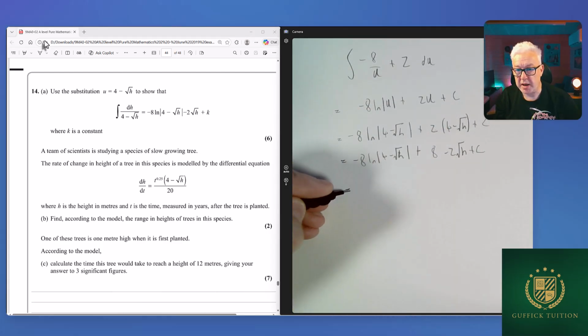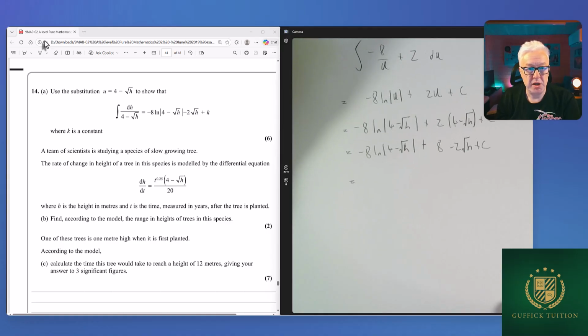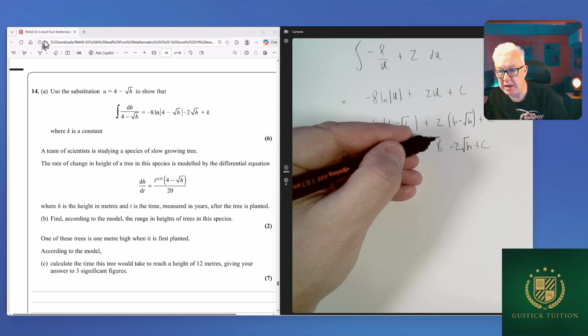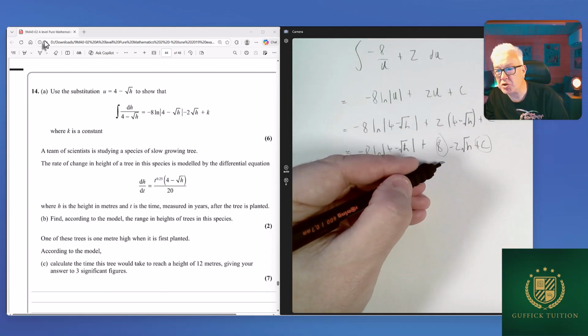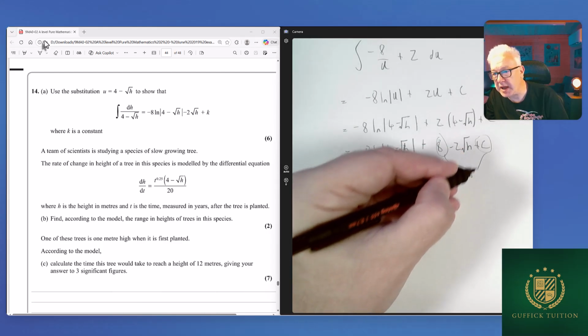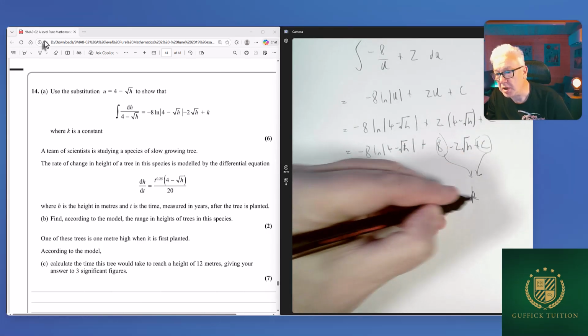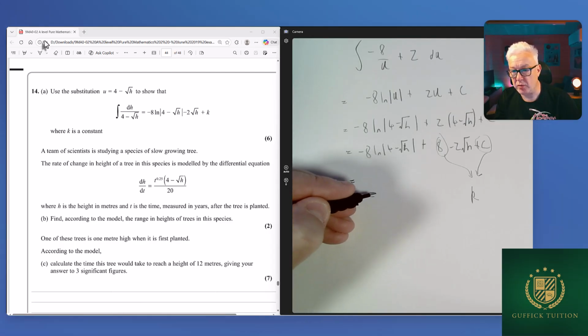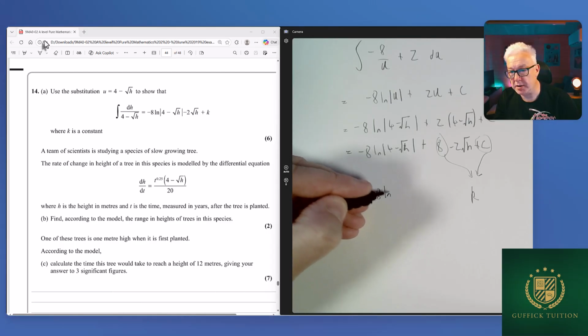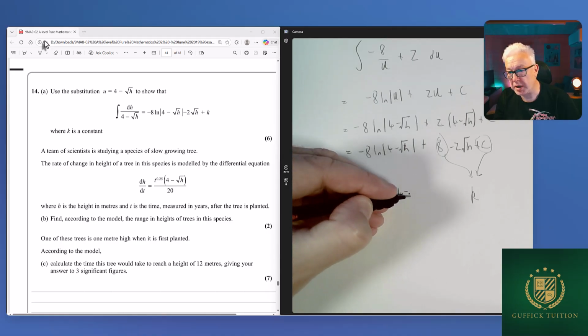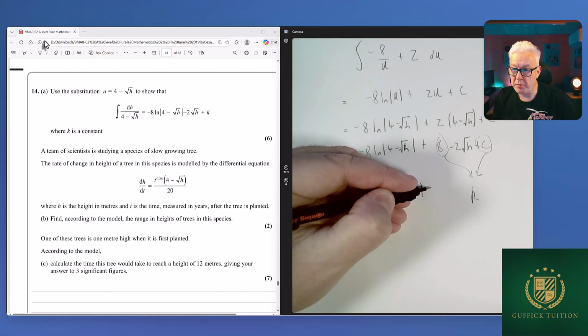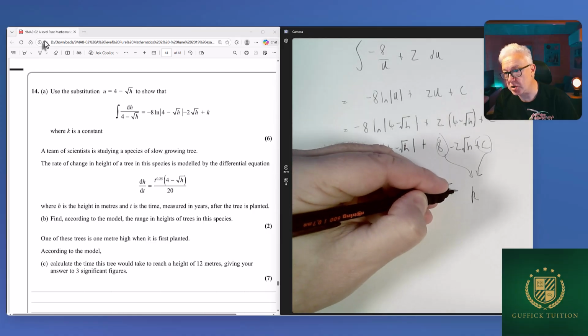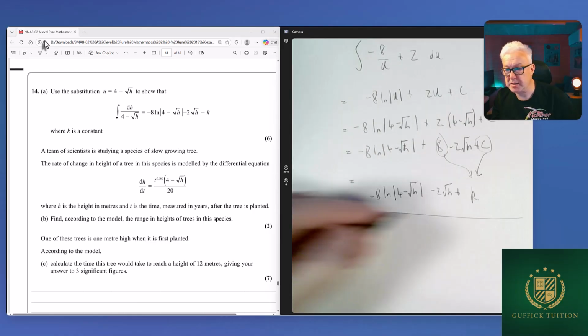Now we're almost there. We can see that what we're looking for in the question is minus 8 ln mod 4 minus root h minus 2 root h add k. So what's happened is we can reimagine those two constants coming together to produce a new constant, a rebranded constant that we're just going to call k. So now we actually have what we're after. We've got minus 8 ln modulus of 4 minus root h minus 2 root h plus k. And that's it done as required.